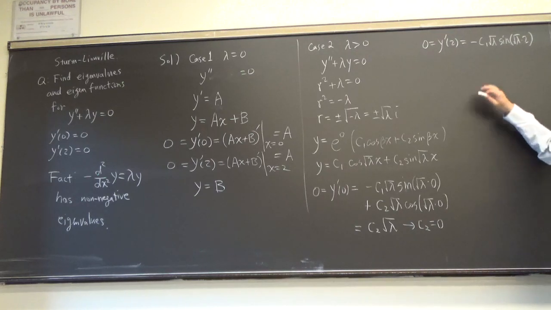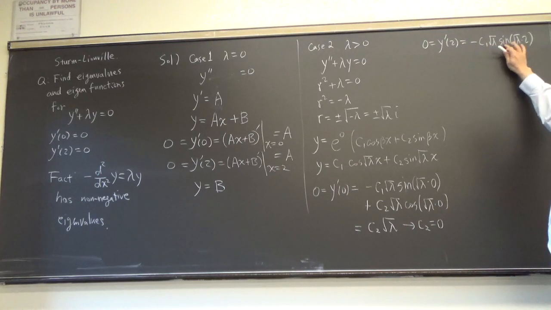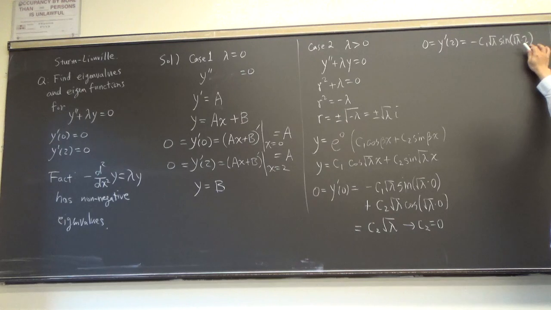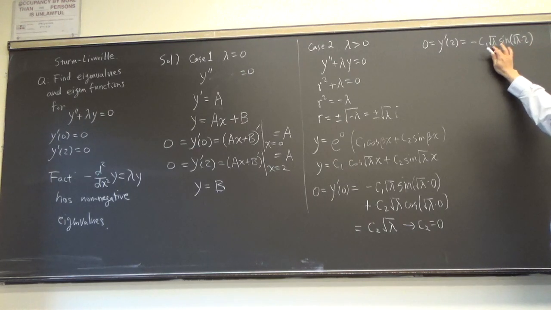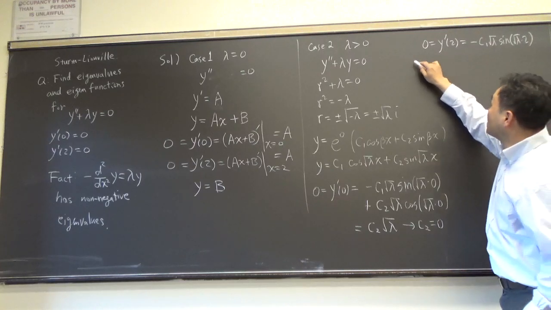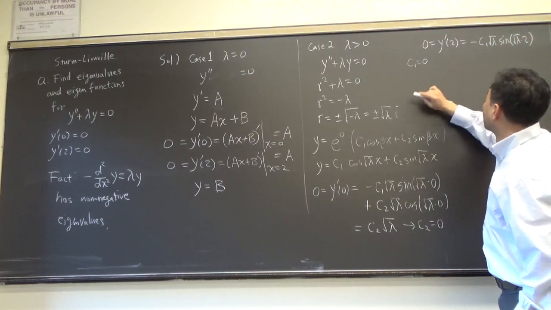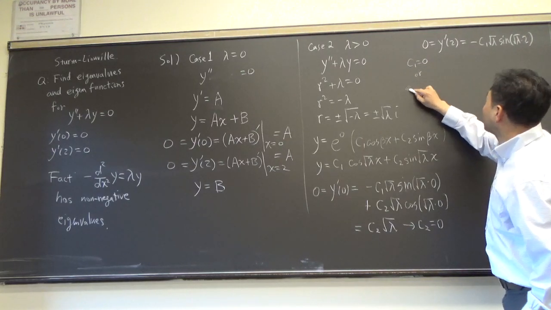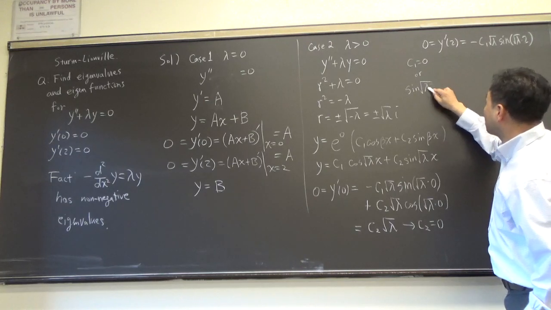So either c1 is 0 or sine of square root of lambda times 2 is 0. We already know that lambda is not 0, so that can't be 0. So either c1 is 0 or sine of square root of lambda times 2 is 0.